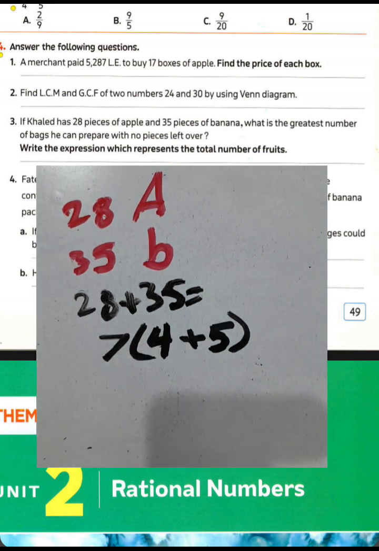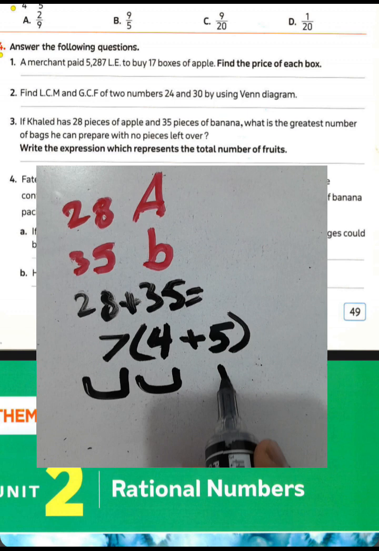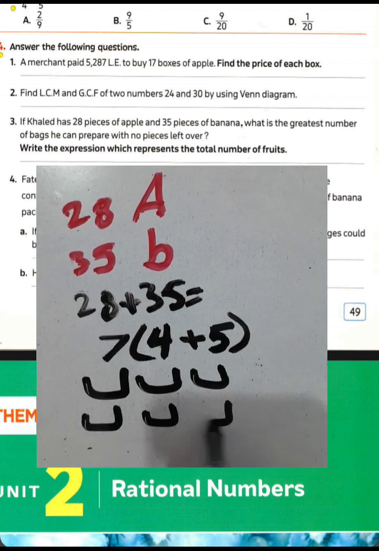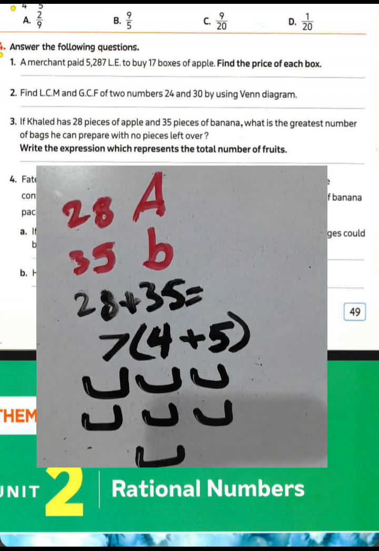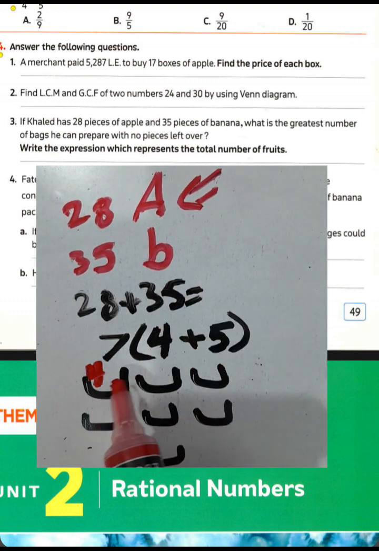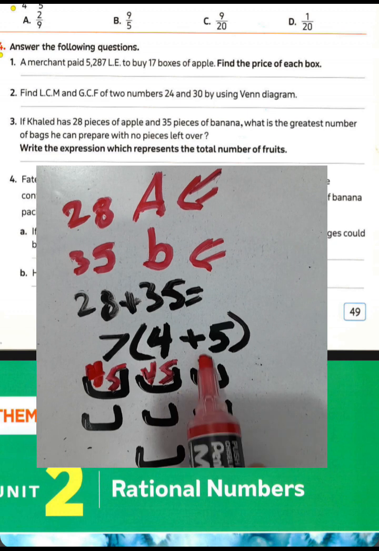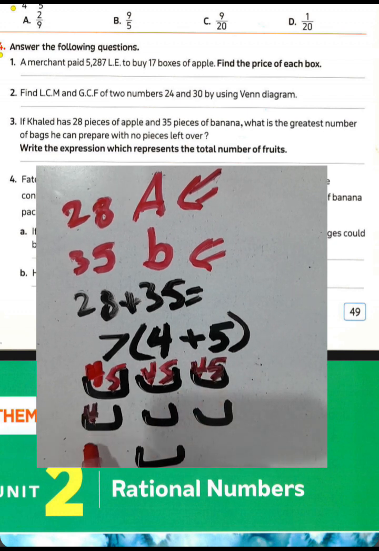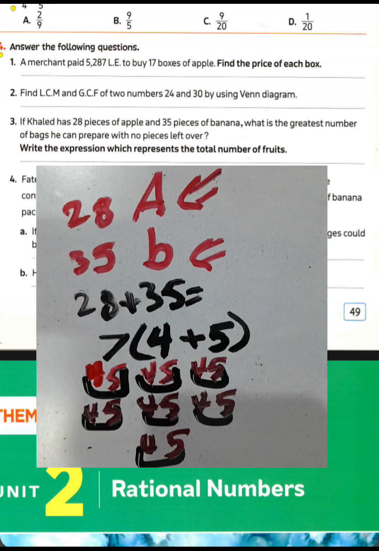Understood? We have 7: 1, 2, 3, 4, 5, 6, 7. 7 bags. In each one, put 4 what? 4 apples and 5 bananas. Okay? Then the expression will be what? It's the expression.